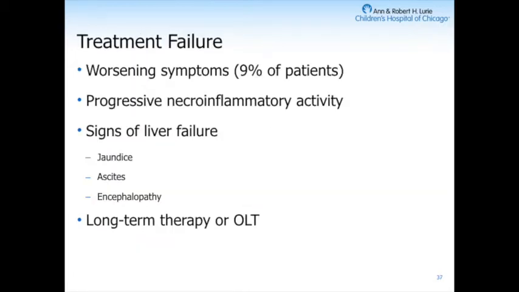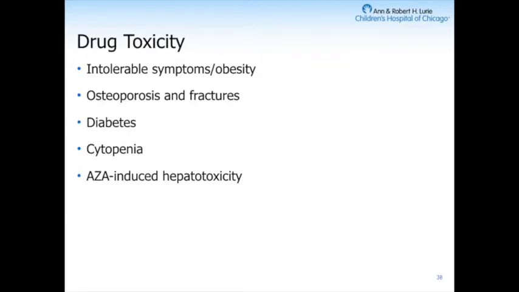So treatment failures: if there are worsening symptoms or progressive disease on a biopsy, these are signs of liver failure, including jaundice, and you either need to be more aggressive with therapy, or these patients may need a liver transplant. Some of the signs of drug toxicity are diabetes, cytopenia. Azathioprine can induce hepatotoxicity as well.